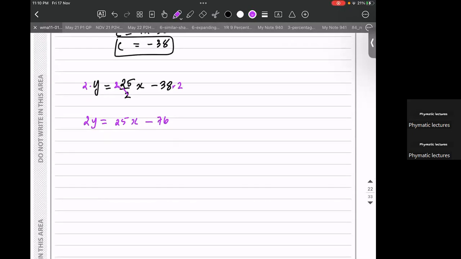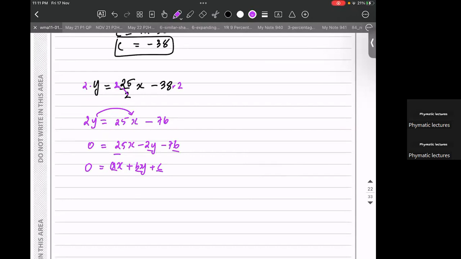Now you bring this 2y to this side. So what happens? 25x minus 2y minus 76 is equal to 0. And that is in the form of ax plus by plus c equal to 0. Looking at every coefficient and constant, we can see that they are in integer form.